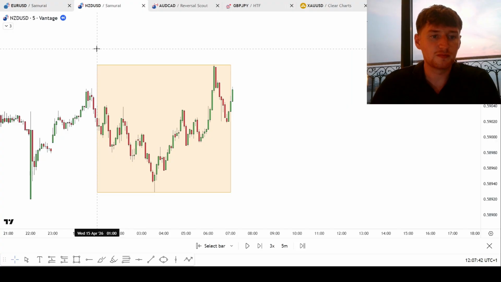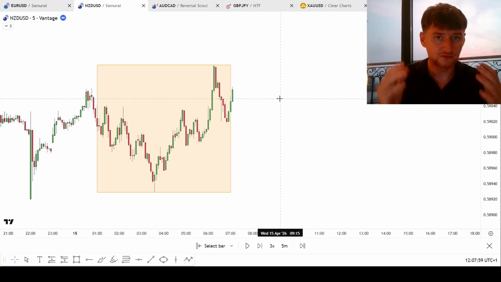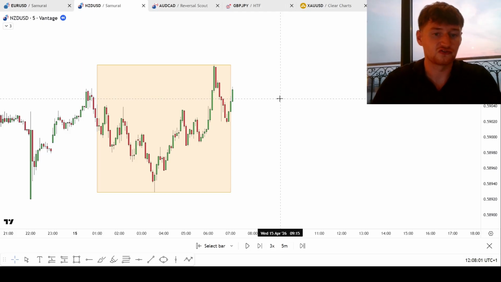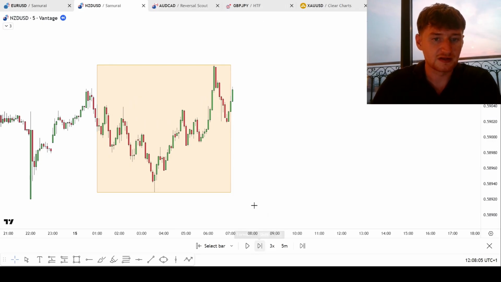So, first of all, we mark out the Asian session, which right now is from 1 a.m. to 7 a.m. The way to plot the Asian session is it's the overlap between the Tokyo and the Sydney session. The overlap of those two sessions gives you the Asian session. So, first of all, we wait for that to finish, and then we see how it plays out.